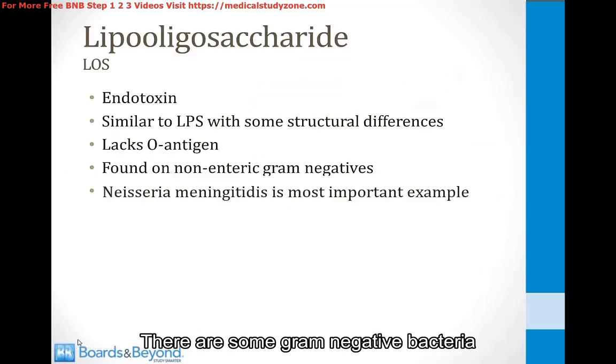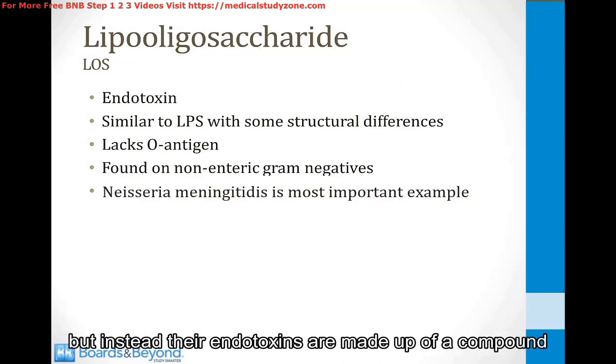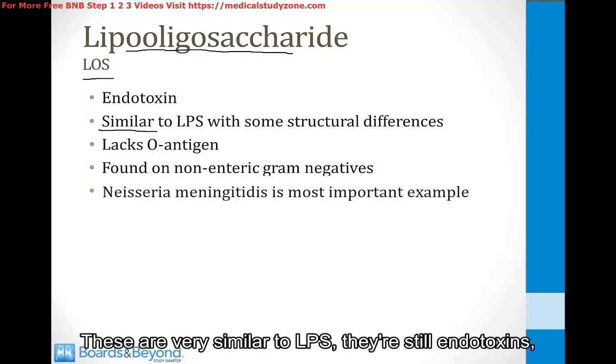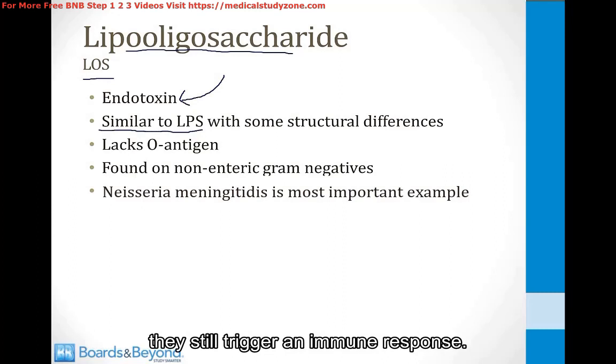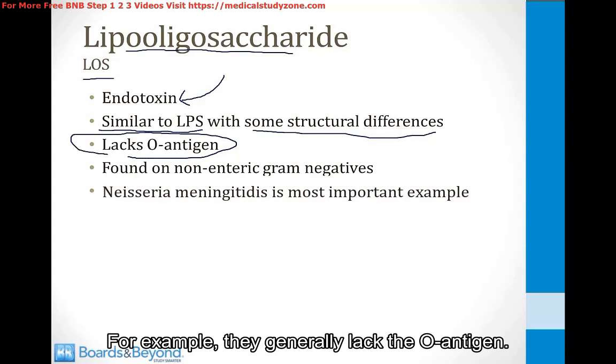There are some gram-negative bacteria that do not have endotoxin made up of lipopolysaccharides, but instead their endotoxins are made up of a compound called lipo-oligosaccharides, or LOS. These are very similar to LPS. They're still endotoxins. They still trigger an immune response. They just have some structural differences. For example, they generally lack the O antigen.